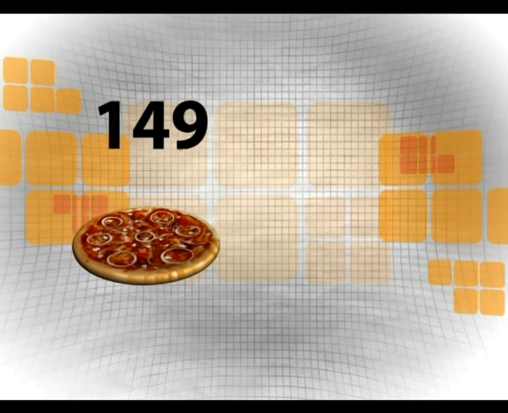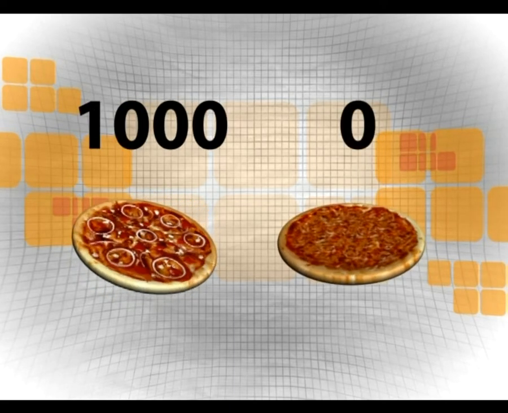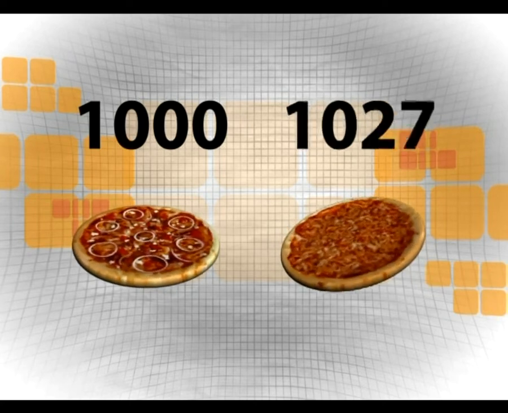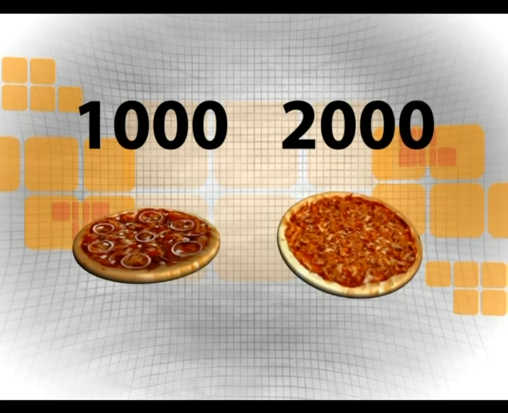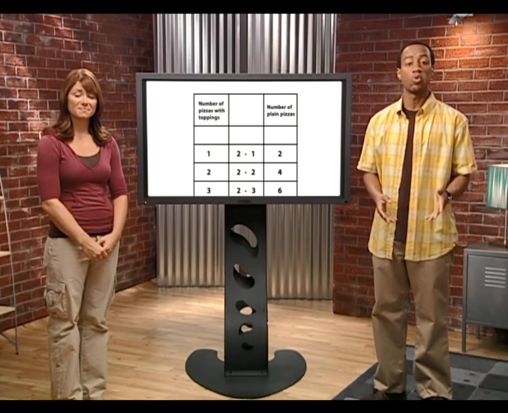What if the owner sells 1,000 pizzas with toppings in 2 weeks? The same rule applies, and you can safely project that he will sell 2,000 plain pizzas in that same time frame. We can write an algebraic expression to describe this rule or pattern.